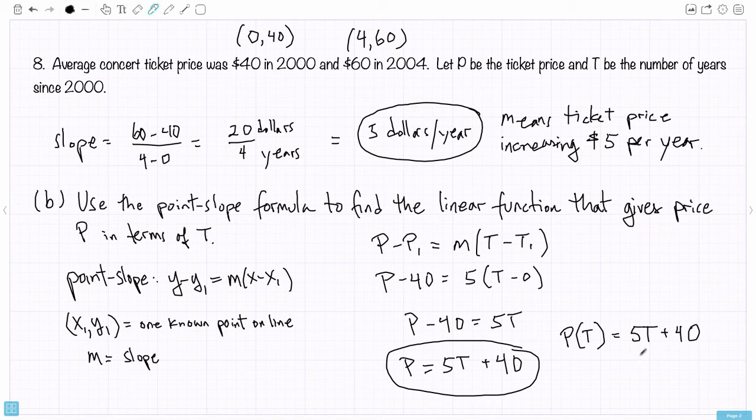And you could double check: if you put in 0 time, that's the year 2000, the price would be 40. And if you put in, let's say, 4 years later, that's 5 times 4, that's 20, plus the 40 gives me 60. So this function is doing what it's supposed to do. It passes through those 2 points, and it is a line. So that must be the answer. All right, that's the end of number 8. Let's move on to 9.